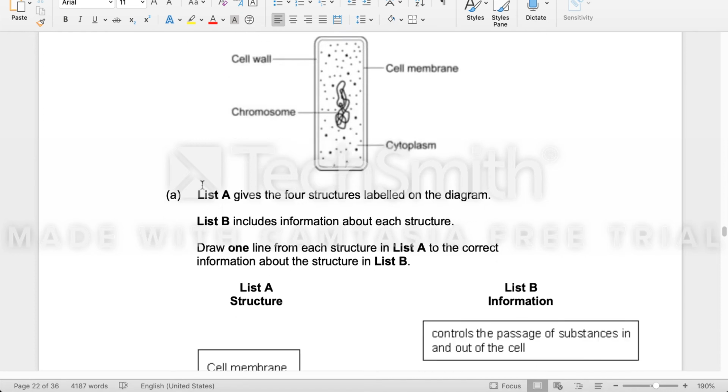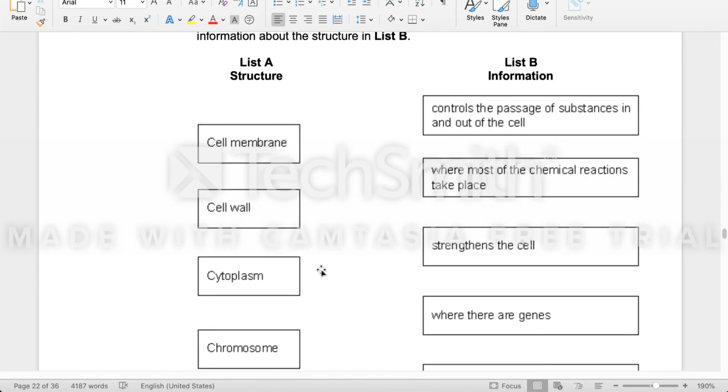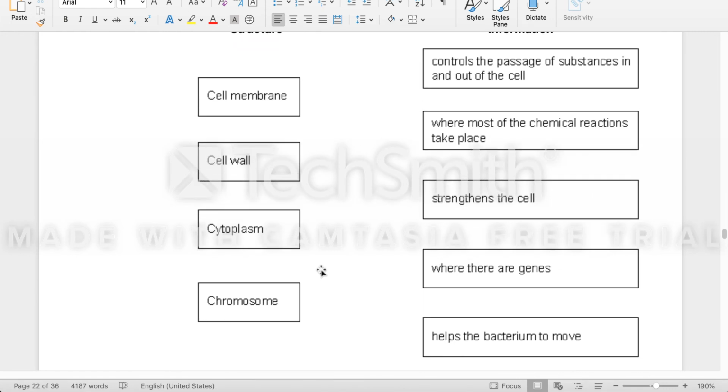Again, you have 2 lists. List A gives the 4 structures, and list B gives information about each structure. Again, you're supposed to draw one line from each structure to the correct information in list B. Let's see if I can fit everything in there. First of all, you have the cell membrane. Same thing as last one, the cell membrane controls the passage of substances in and out of the cell.